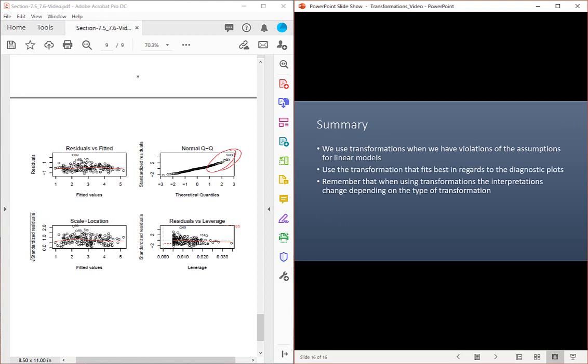We use transformations when we have violations of the assumptions for linear models, if we have issues with linearity, normality, constant variance, or if we have influential points. Use the transformation that fits best in regards to the diagnostic plots. Remember that when using transformations, the interpretations change depending on the type of transformation.